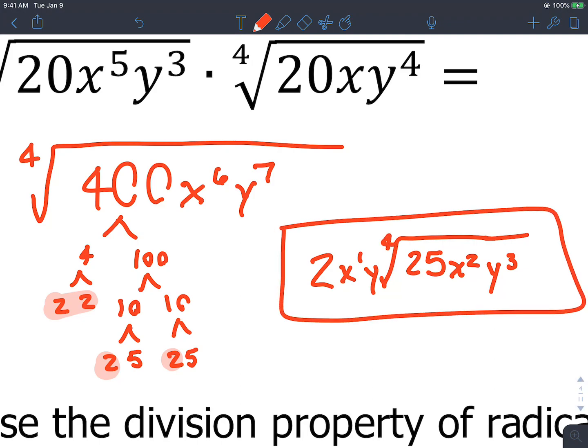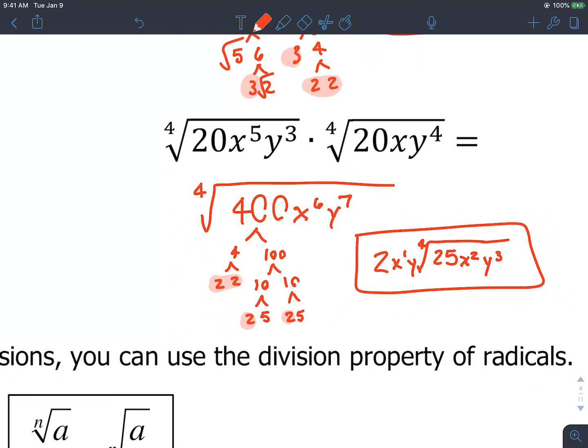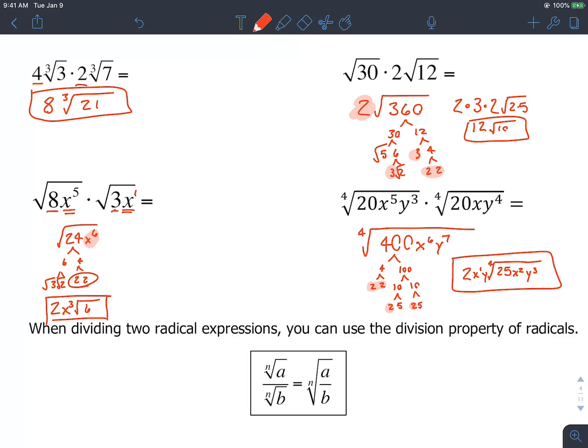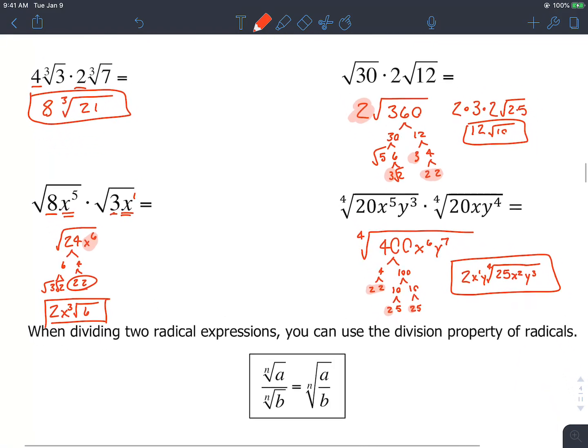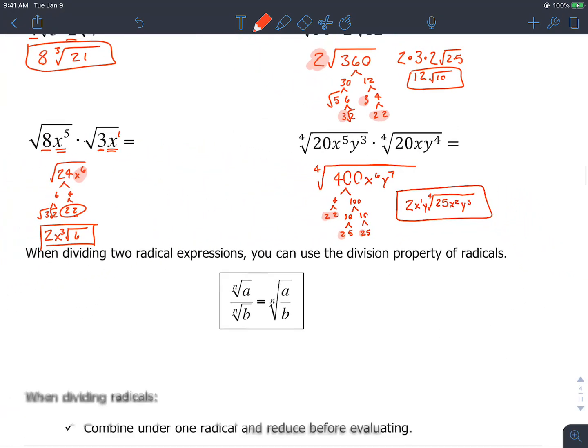One thing I just noticed here, I almost forgot to write my index right up there, so make sure you write your index on that. And I need to make sure I did my other ones like that, which I did. So yeah, don't forget your index. So that is it there on that one.